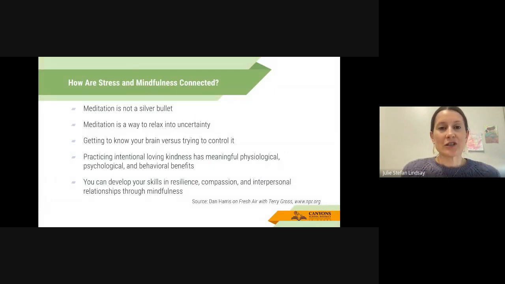So I wanted to share a little bit about how stress and mindfulness are connected. And I do want to emphasize that meditation or mindfulness is not a silver bullet. We won't come out of it automatically feeling better. It's really about a way to relax into uncertainty and to build those benefits over time. So one way to think about it is the idea of self-care versus self-soothing.